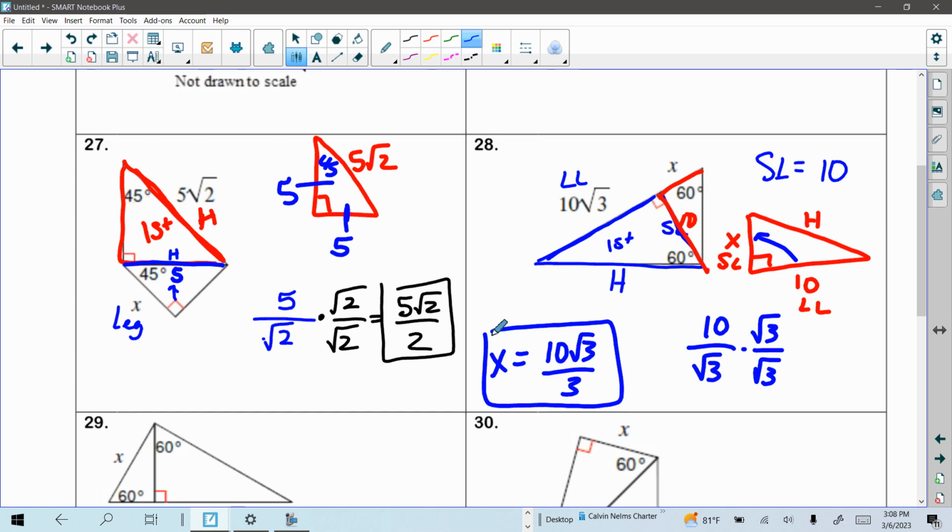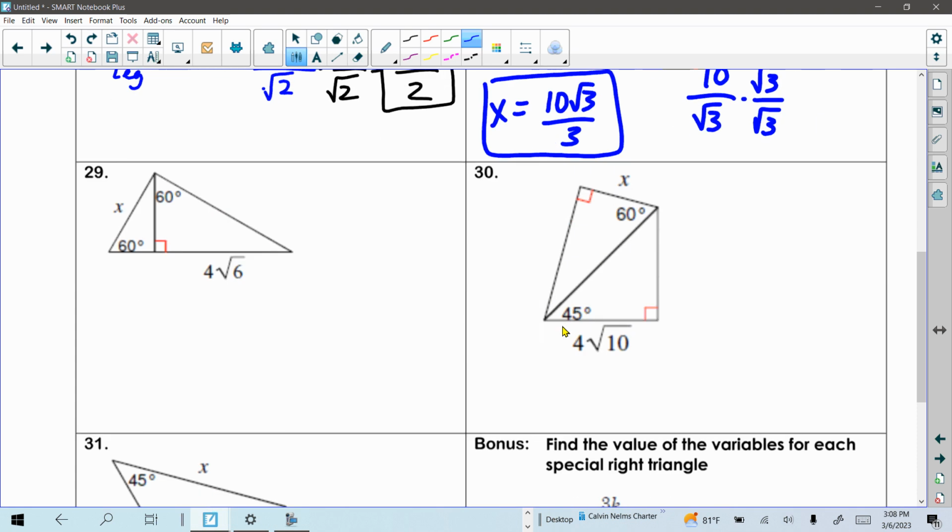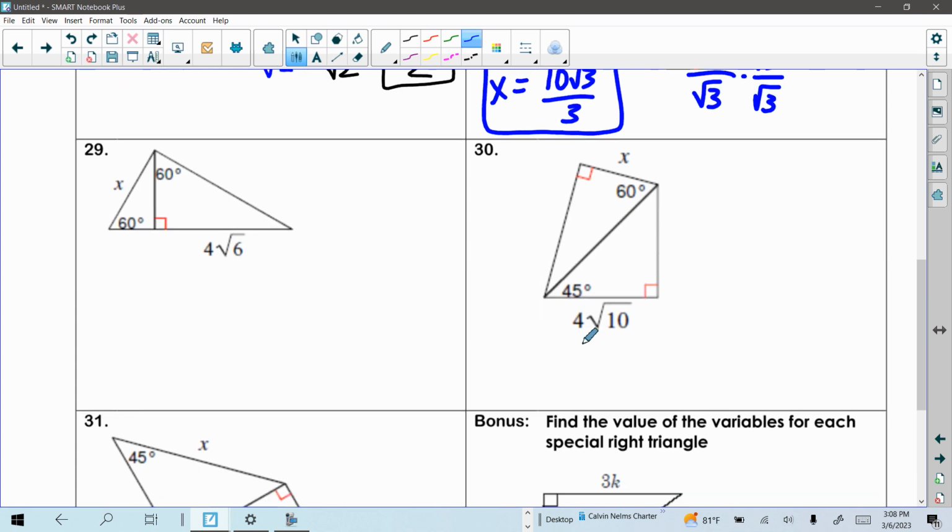Because sometimes you will have some fraction answers. Sometimes you'll have a whole number answer depending on your radicand. I'm going to look at 30 real quick because on 30 we have two different types of right triangles. One is 45, 45, 90. So in the 45, 45, 90, because we have this 4 root 10, we have the legs. So this is a triangle I should do first. And I should find the shared side, which is here, the hypotenuse.